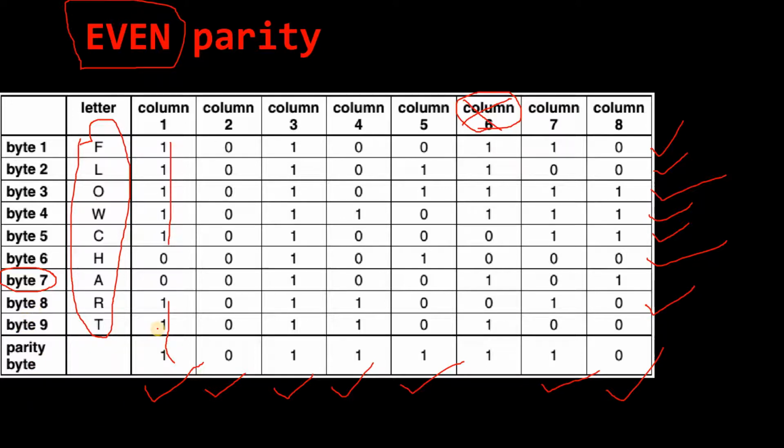Byte 9, 1, 2, 3, 4 transmitted correctly. And parity byte, 1, 2, 3, 4, 5, 6. That is also correct. So now which byte has been transmitted incorrectly and which column has been transmitted incorrectly we have found. So exactly if you want to find out which bit is corrupted, you can connect with the junction of that.